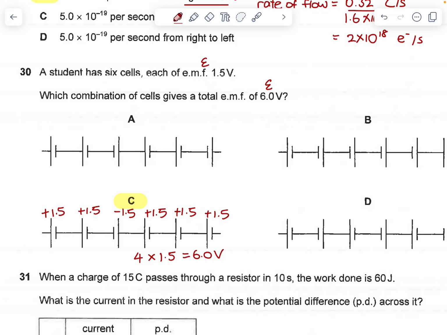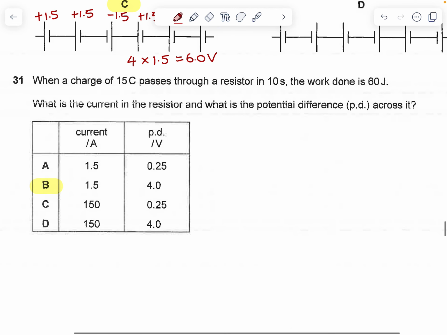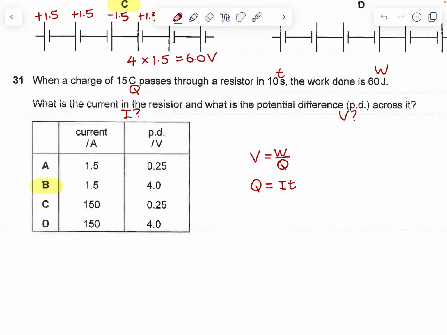6.0 volts. Question 31. When a charge of 15 coulombs, Q, passes through a resistance in 10 seconds, small t, work done is 60 joules, capital W. What is the current in the resistor, and what is the potential difference, V? First formula, V equals work done over Q. And the second formula is Q equals I times t.